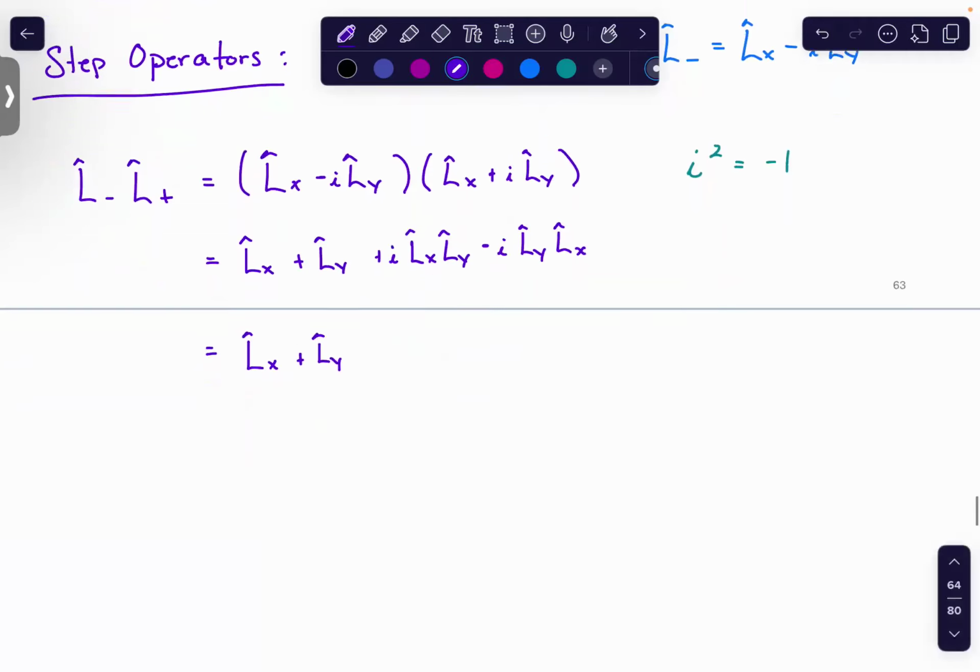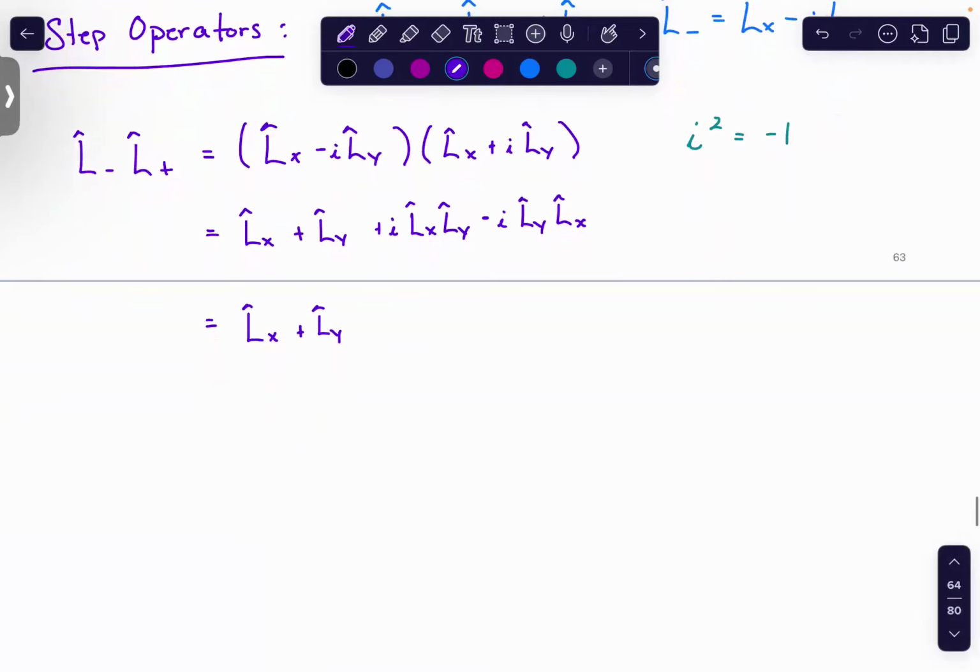What can we do? I take that, pull it up front. Then what you'll notice is I end up with Lx Ly minus Ly Lx, which is our commutator here. Well, we've solved for those.